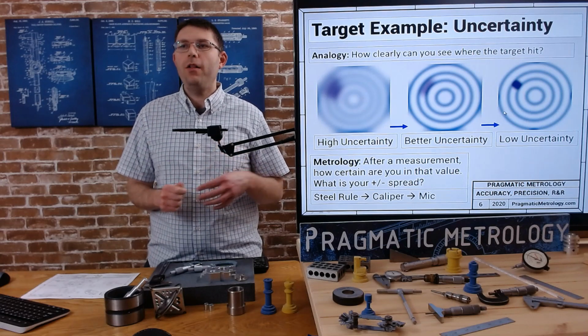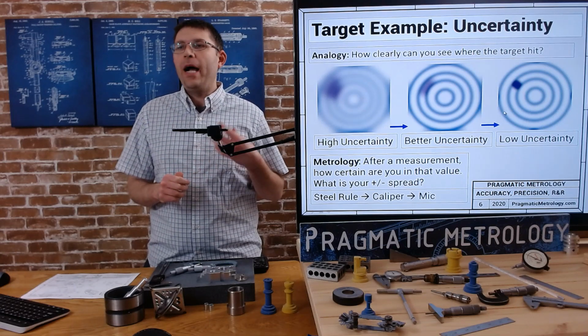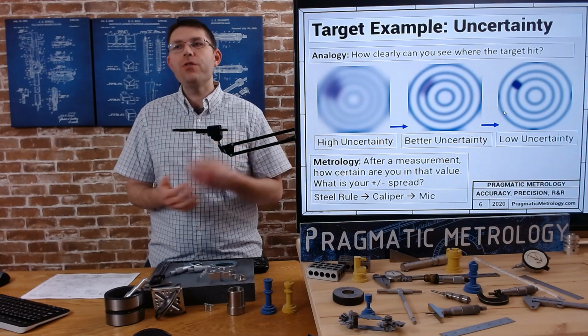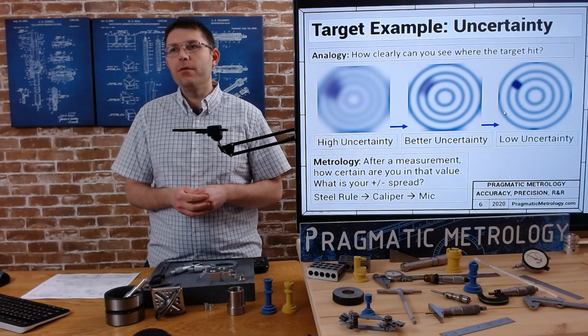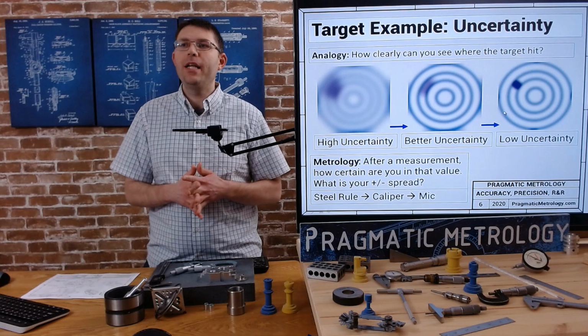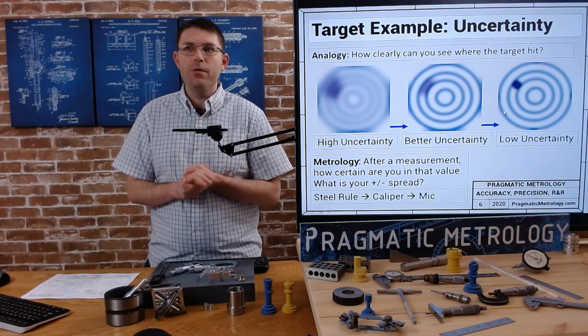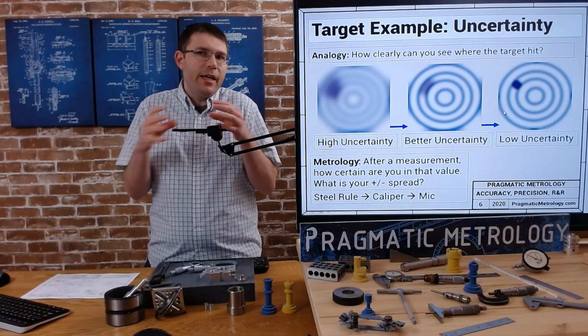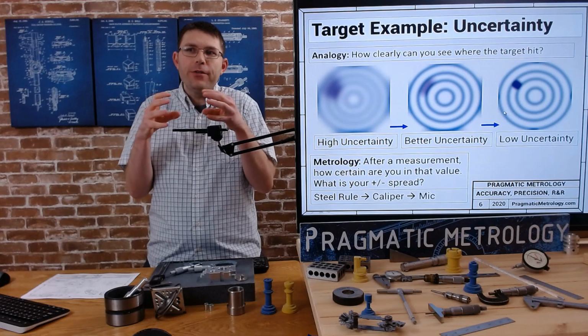So in metrology, what I like to say is, after a measurement, how certain are you in that value? What is your plus or minus spread? That is kind of your blurriness factor.